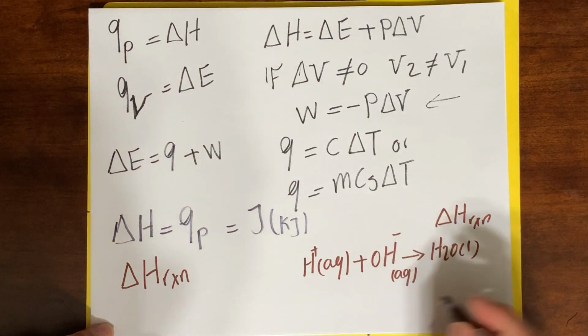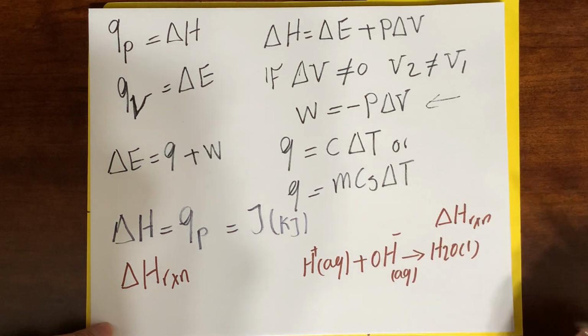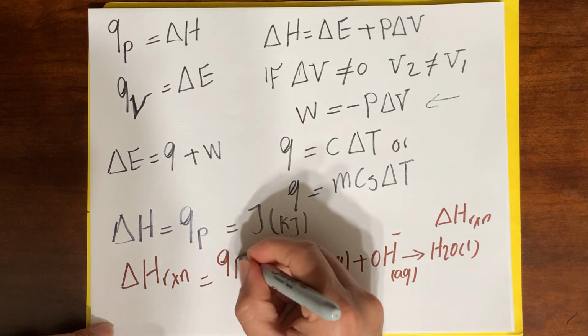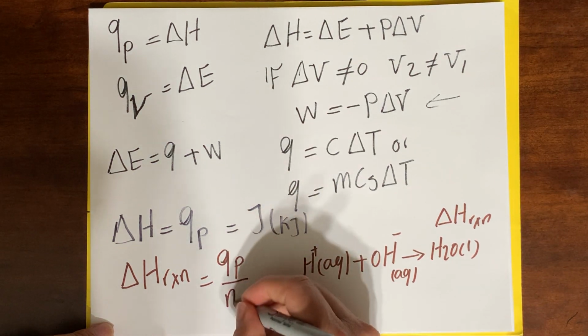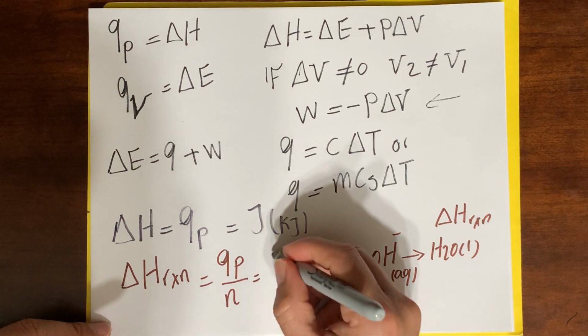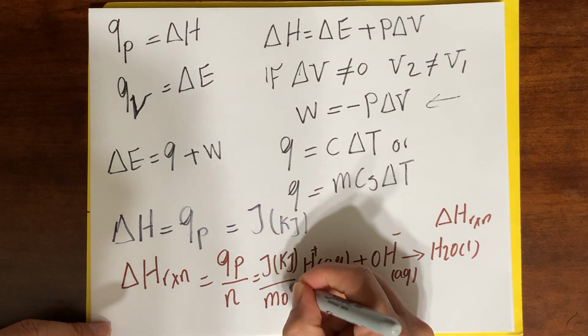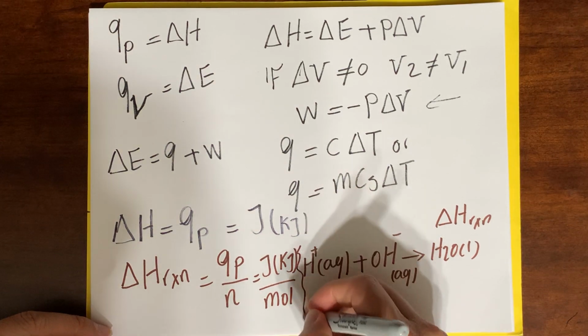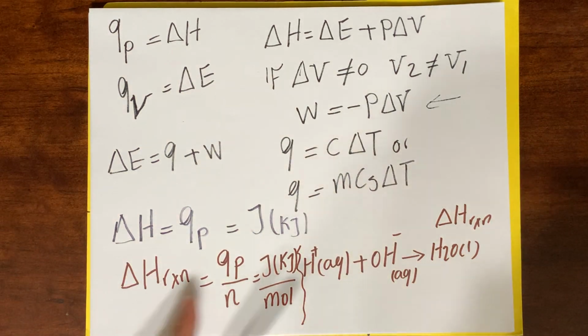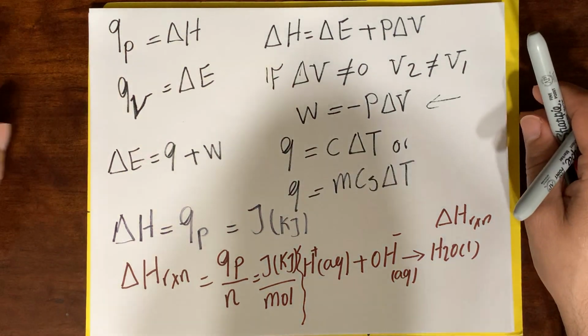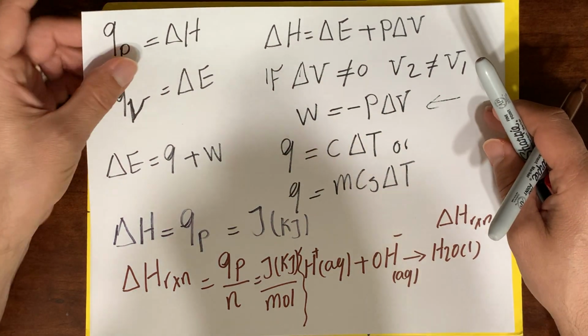In that case, you need to know the number of moles of the limiting reagent. So you take the heat under constant pressure and divide by the number of moles. Then you get joule or kilojoule per mole. So any time we write delta H in front of a reaction, we need to divide it by the number of moles of the limiting reagent.